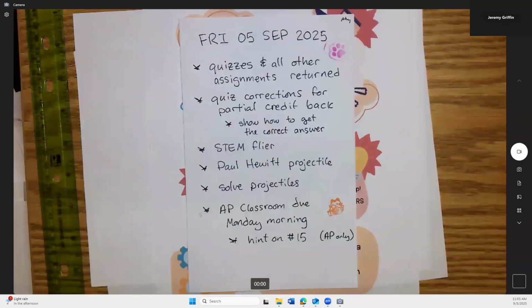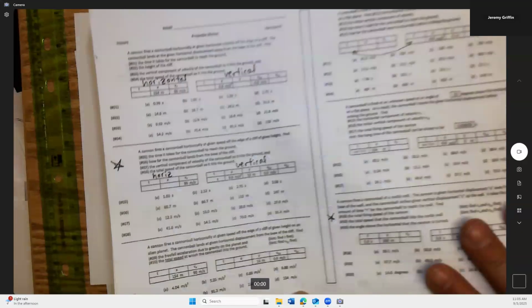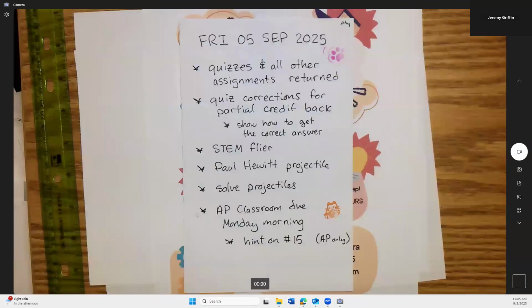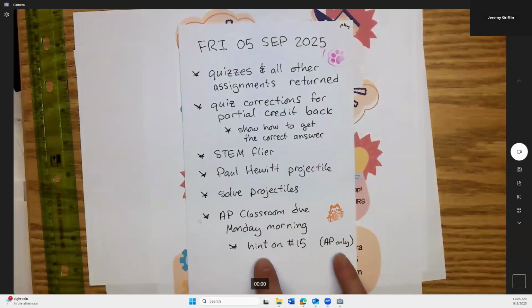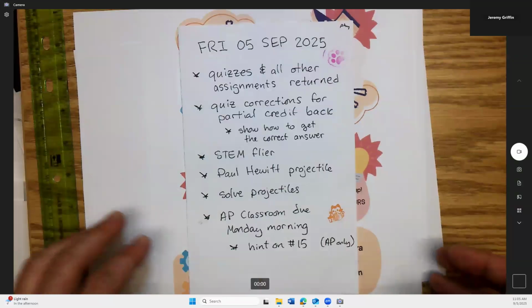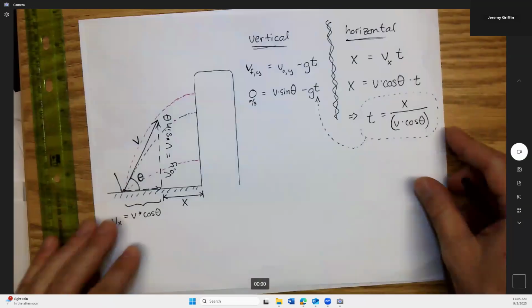So the main thing we're doing today is, you guys remember this page I handed you yesterday? We'll get as far as we can with that. But before we get to that page, on AP Classroom there's one question I thought was particularly tough, so I do want to help you guys out with this. It's number 15.